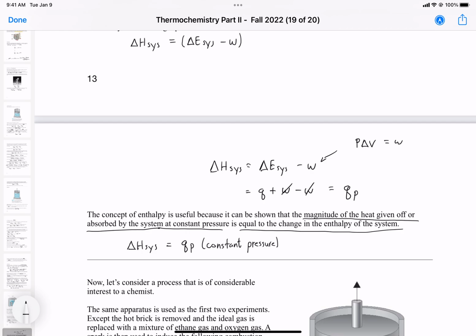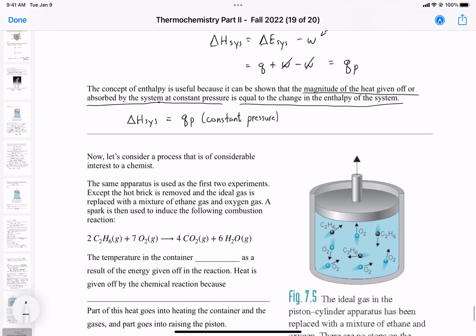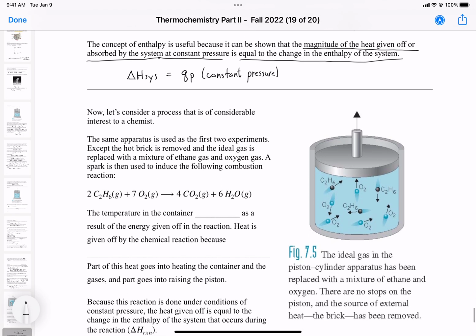So any value of work that was previously there is canceled out by the fact that the chemical reaction is going to do work. Is probably going to do work against the surroundings, so that's why W is negative. Okay. All right. Now let's consider an actual process we care about, as chemists.